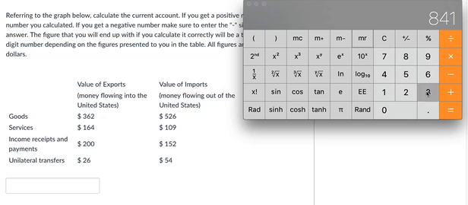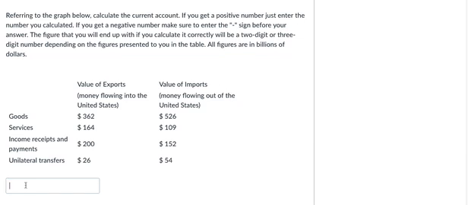So we've got 362 plus 164 plus 200 plus 26, and that's equal to 1,052. Now simply subtract that from memory recall, and voila, that's our answer, $211 billion, and we just put that right in here, and that's our answer.